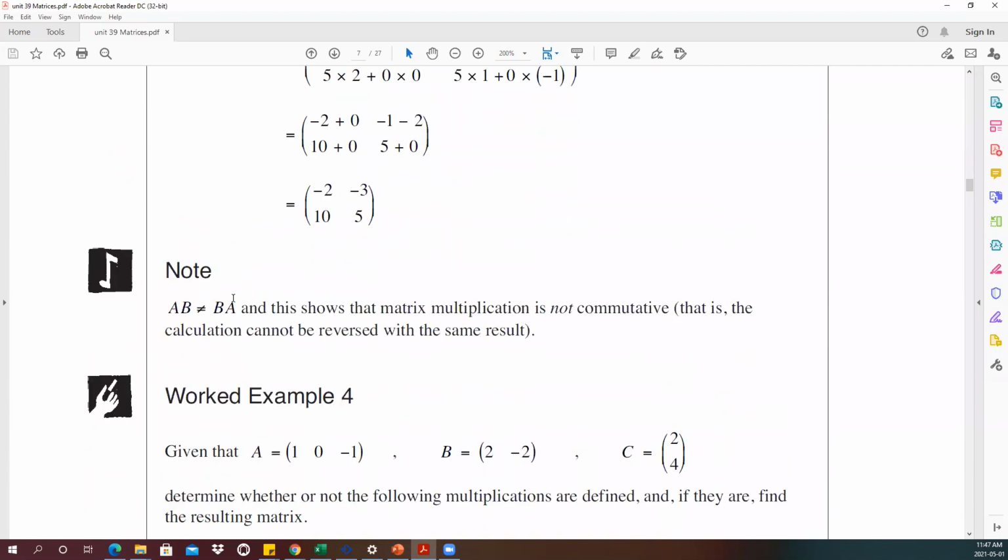All right. There's a note. AB is not equal to BA. And this shows that matrix multiplication is not commutative. That is, the calculation cannot be reversed with the same result.